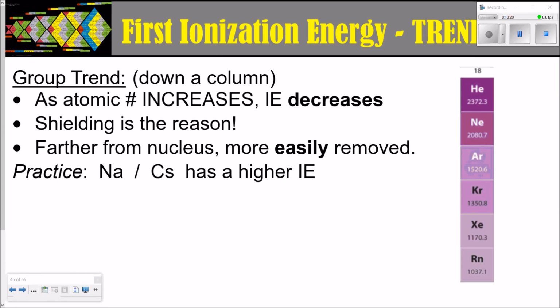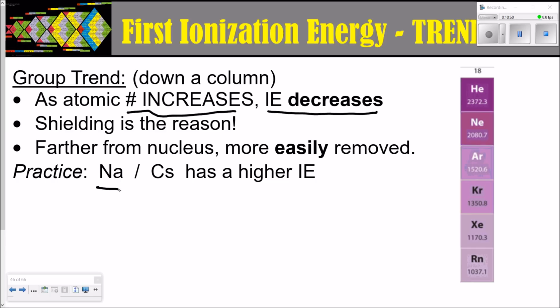So if you're looking at first ionization energy within a group, down a column, as your atomic number increases, ionization energy is going to decrease because of shielding. The further you are from the nucleus, the more easily that electron is going to be removed because it's got less of a pull from those protons because of all the shielding between them.